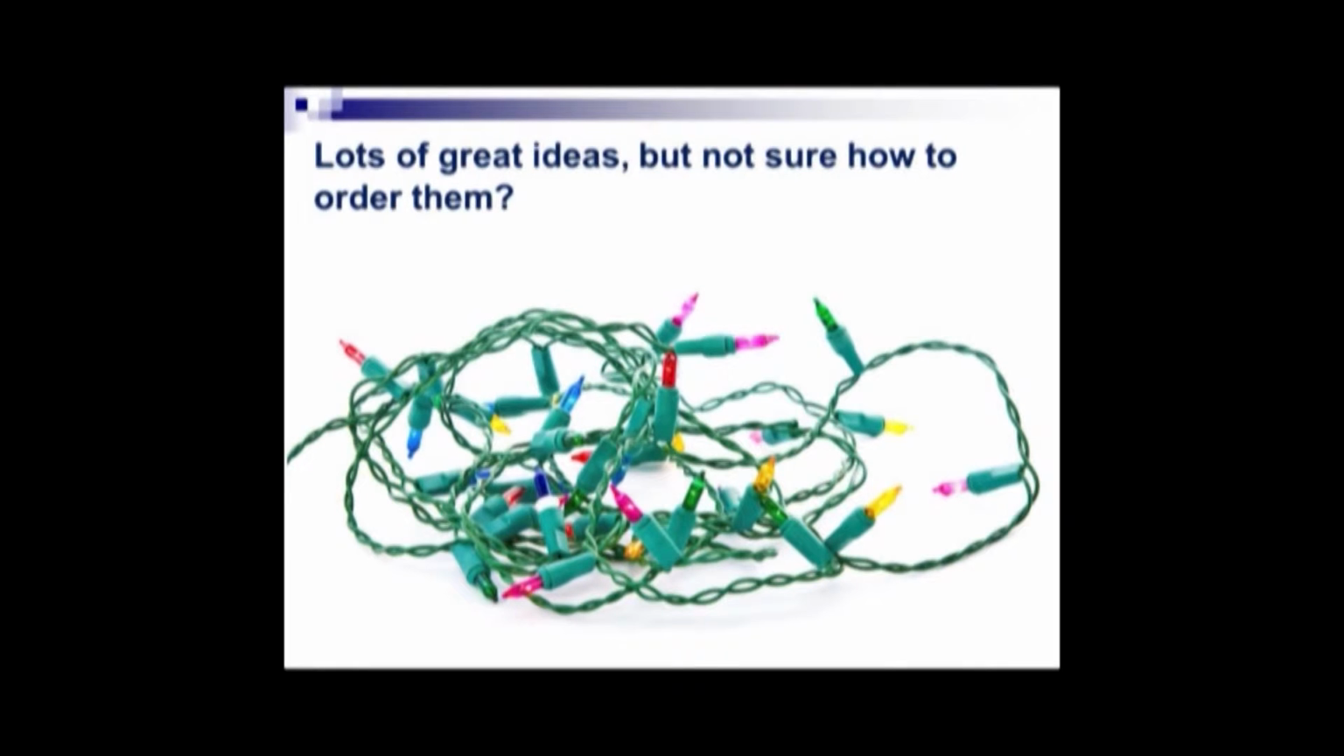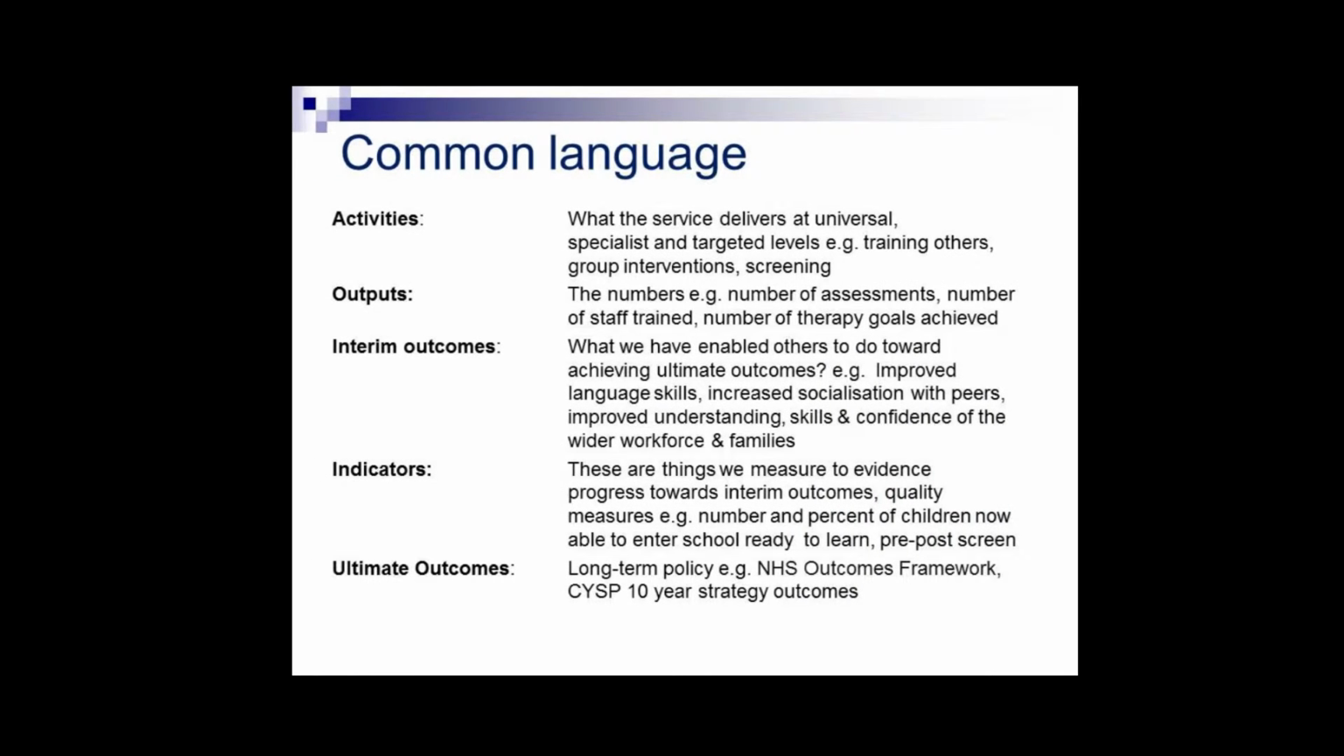So, you've got lots of great ideas, but you're not sure how to order them. Whenever I think about outcome measures and theories of change and trying to explain the complexities involved in how what you do every day has a long-term impact on those people that you're working with, it can feel quite tangled and quite confusing. So some of the terms that you'll hear in the world of outcome measures and activities are what the service is delivering at every level: universal, specialist and targeted.